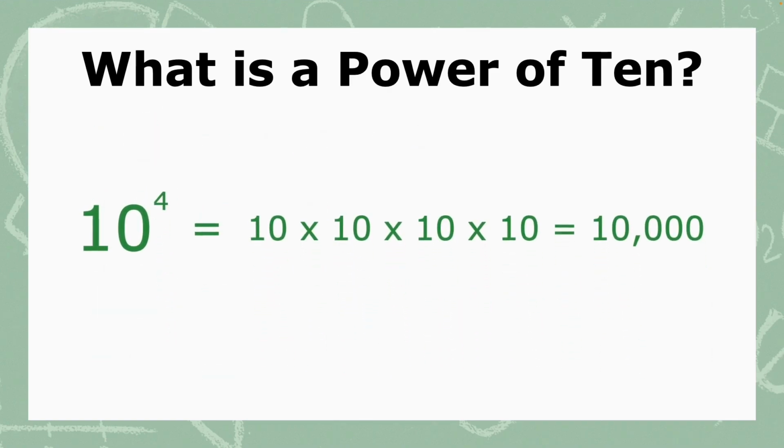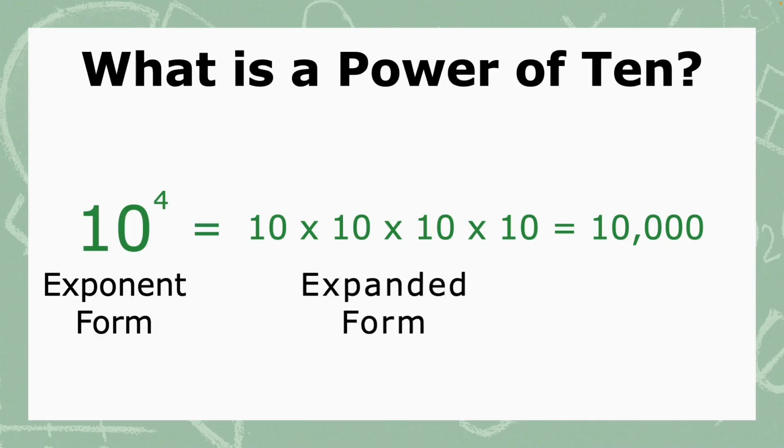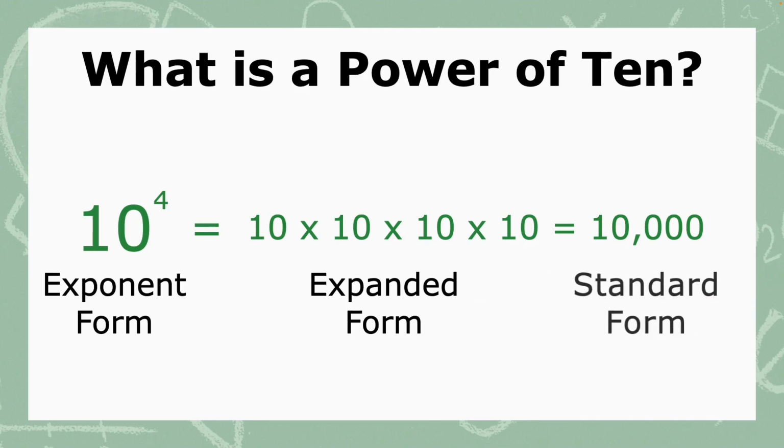So for example, this 10 to the fourth power is the same number as 10,000, but it's written in exponent form, with 10 as the base and 4 as the exponent. This middle form is called expanded form, where we're seeing those 10s expanded to see how many there are that equal our final form, which is standard form, the way that we normally write numbers.